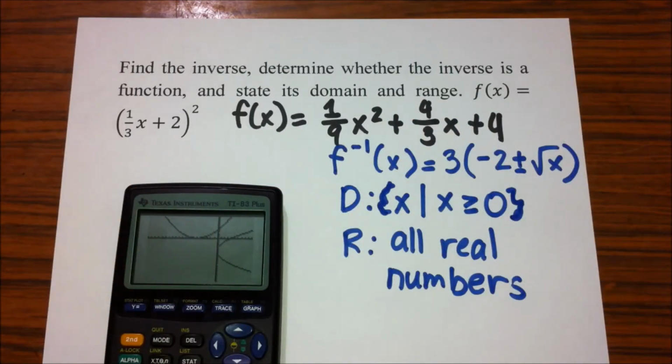Overall, we have now found the original and inverse graph of the function, determined whether the inverse is a function or not by using the horizontal line test, and identified the domain and range of the inverse graph. And our problem is solved.